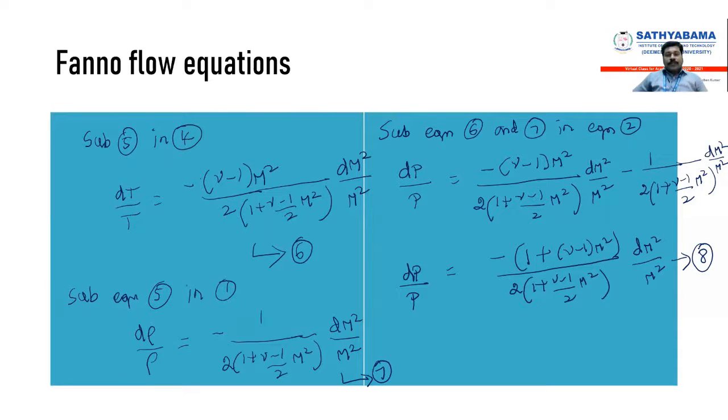Now we are going to find the P naught by P relation, that is, we are going to find the total pressure variation. So we had estimated density variation, temperature variation, and pressure variation inside the duct due to friction, and you had derived all the equations in terms of a function of Mach number.